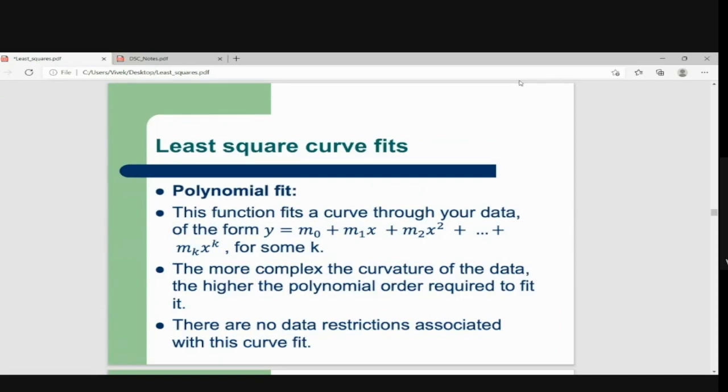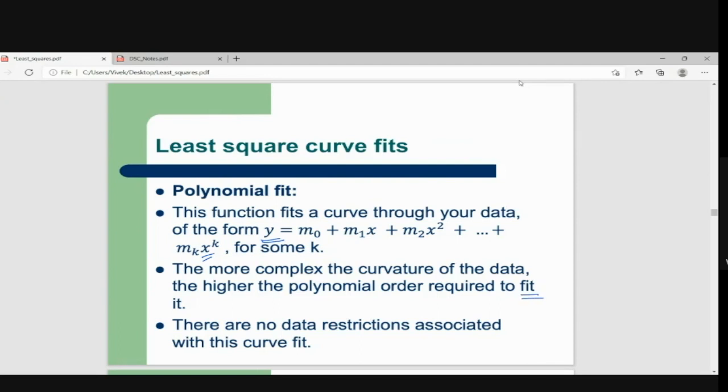Now after that, we can have a polynomial fit. This function fits a curve through your data points of this form. Suppose somebody is not interested in using the least square method for a line, but wants to use higher order techniques or a higher order polynomial. In that case also we can apply the least square method, but here we are taking the kth order polynomial. So the more complex the curvature of the data, the higher the polynomial order required to fit it.